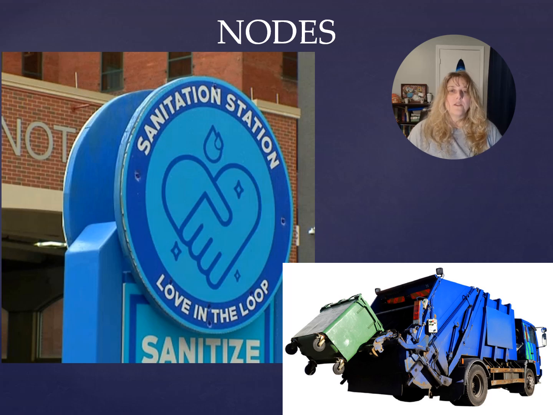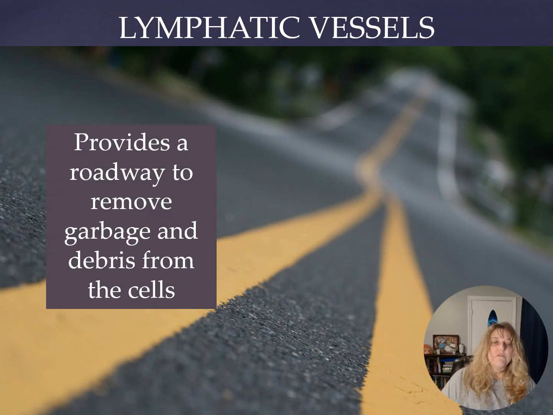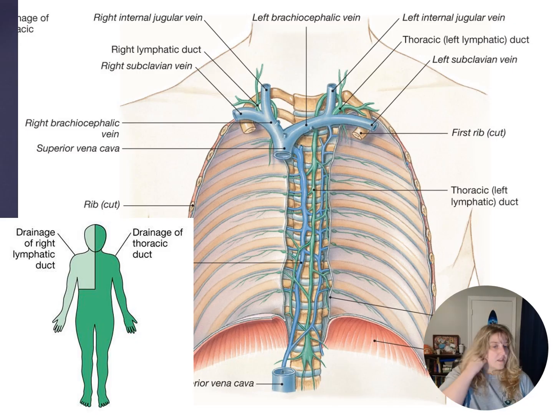Now, we kind of look at the lymph nodes as part of the sanitation station. So it's part of that garbage, picking up the dump truck with the garbage in it, and that's where all that garbage kind of gets dumped here. And the lymphatic vessels are going to provide a roadway in order to move the garbage and the debris away from the cells and get it cleaned up. And this was the picture I was mentioning earlier.